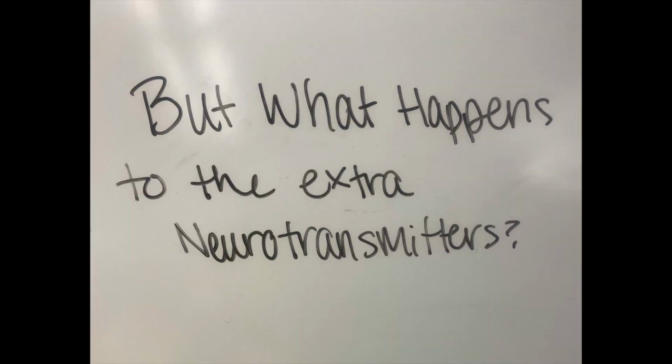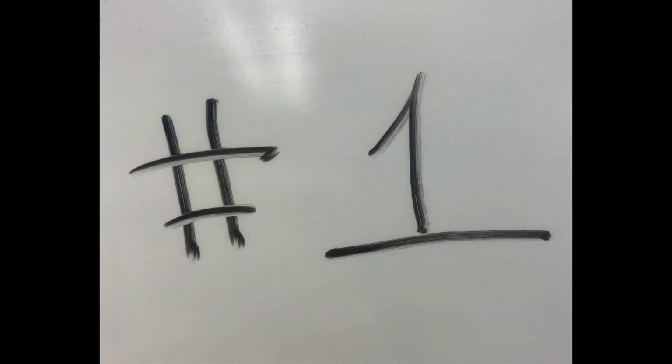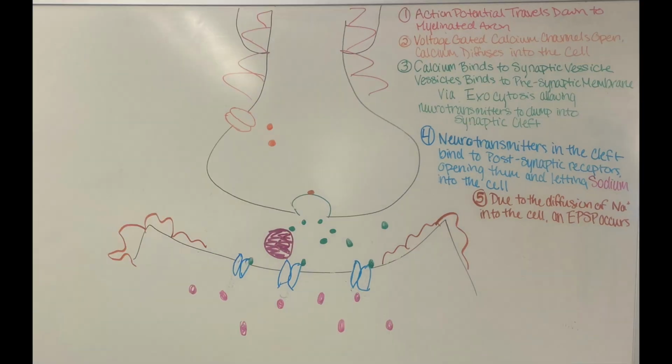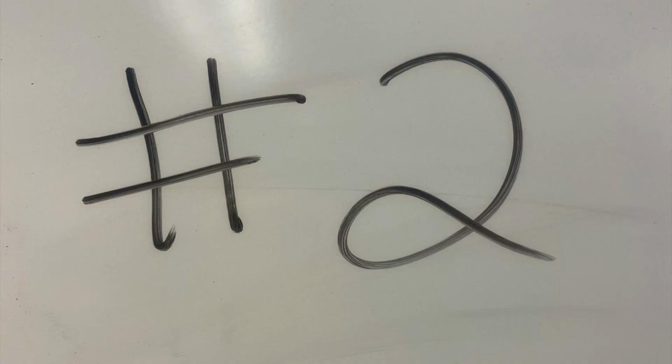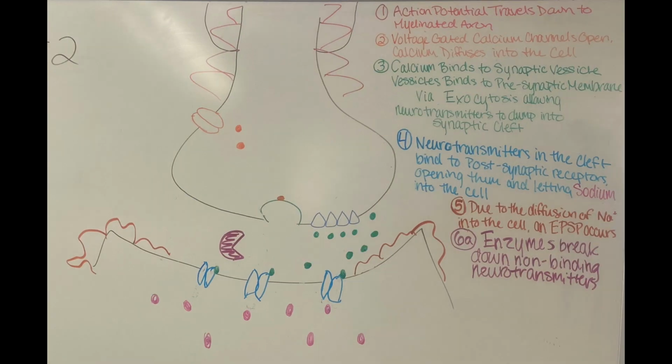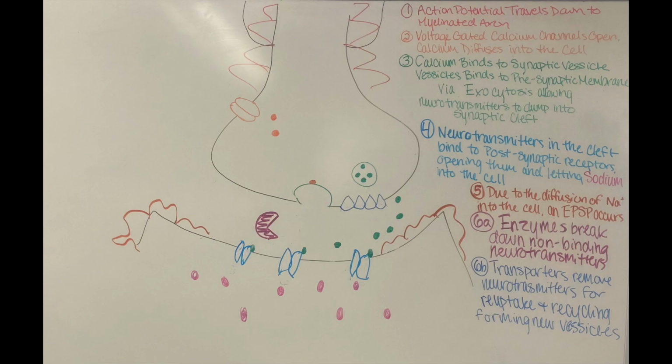But what happens to the extra neurotransmitters? I'm glad you asked. There's 3 options. Number 1. Here we can see enzymes breaking down non-binding neurotransmitters. Number 2. Transporters remove neurotransmitters for reuptake and recycling, forming new vesicles.